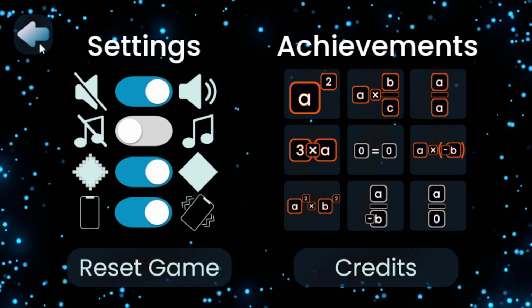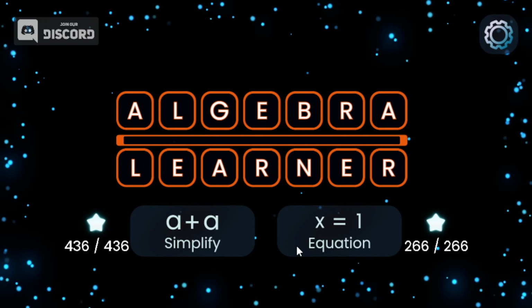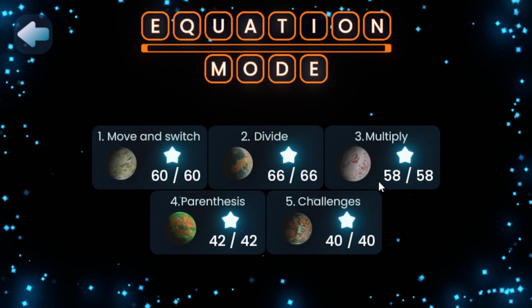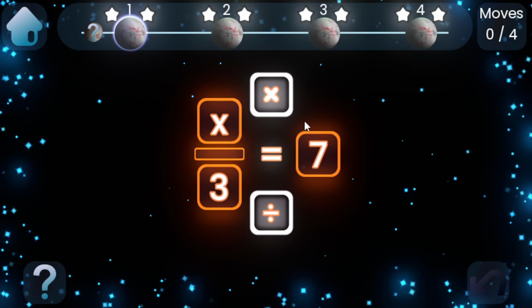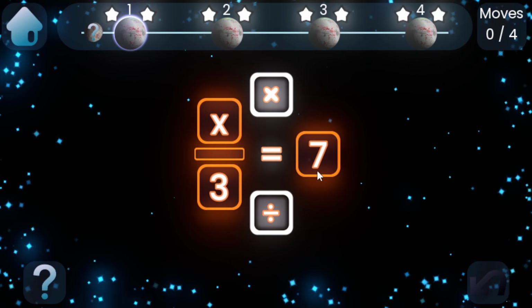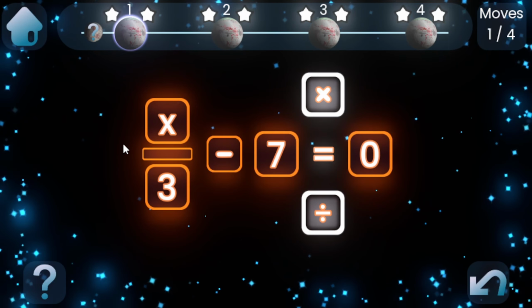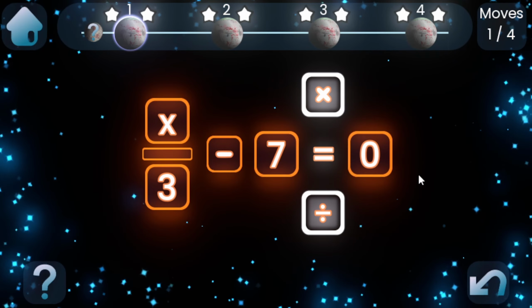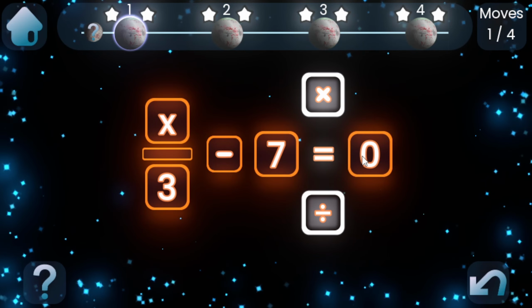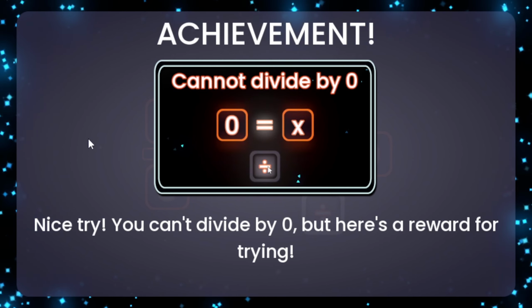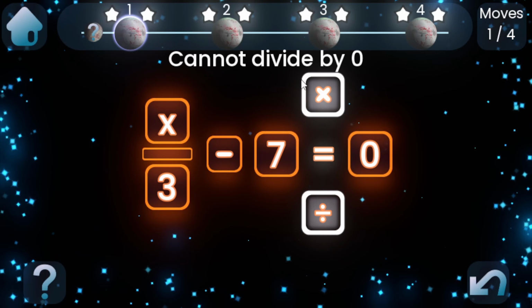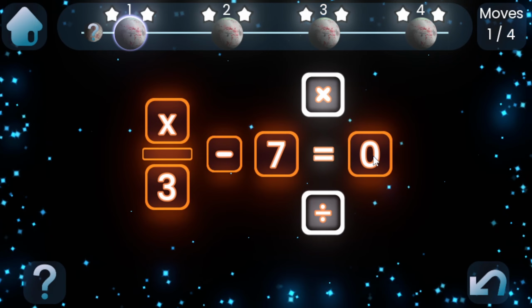So I'm going to show how to get these achievements now. Two of them are equation mode only, so I'm going to get those two in equation mode. So you've got to go to one of the worlds that has all the buttons activated. So let's do this one. What you can do here to get one of the achievements is move 7 over. Actually, you just need zeros for both of them. So let's do the first one first. Try to divide both sides by 0. This is an achievement. So you cannot divide by 0, but hey, you get points for trying.